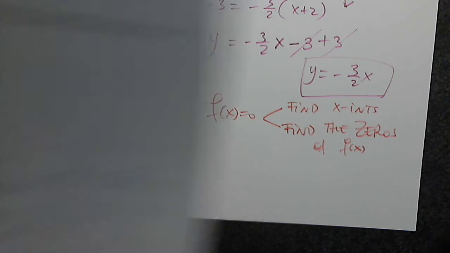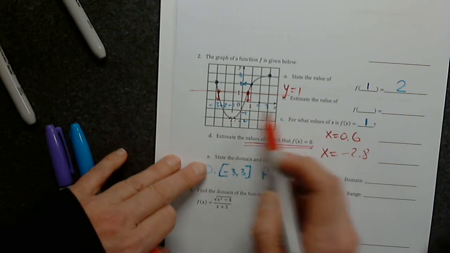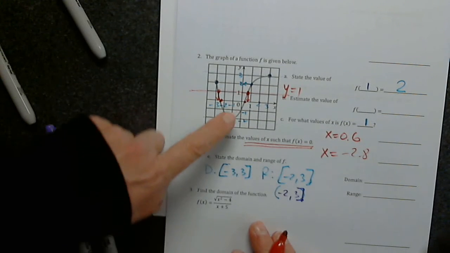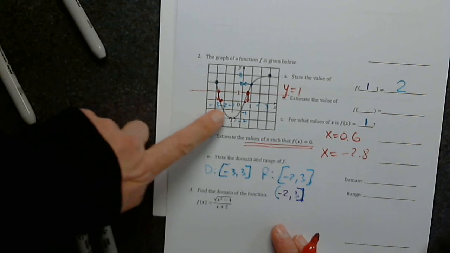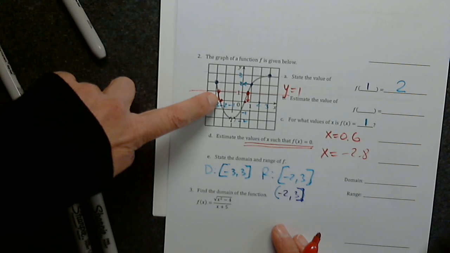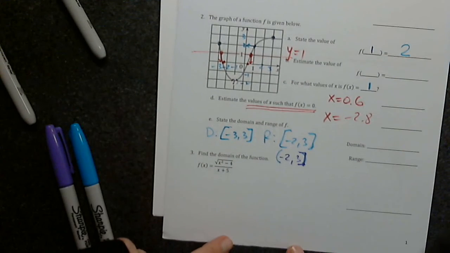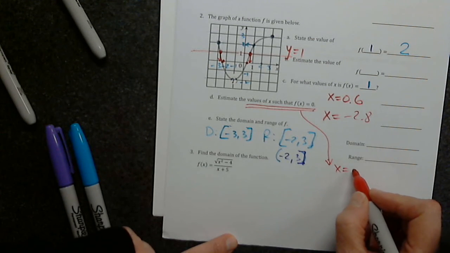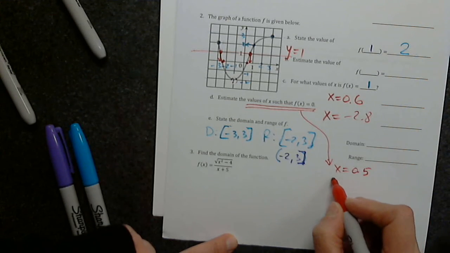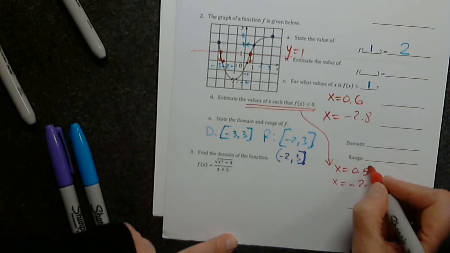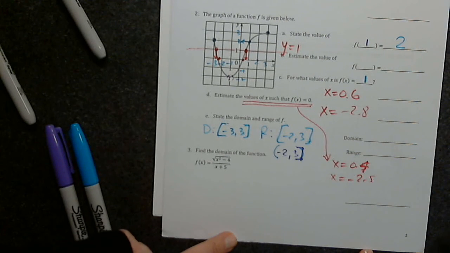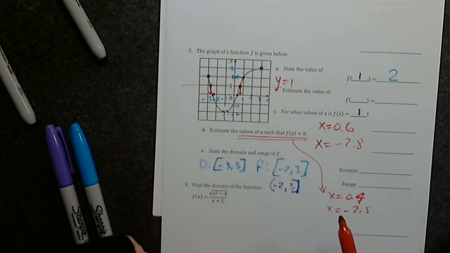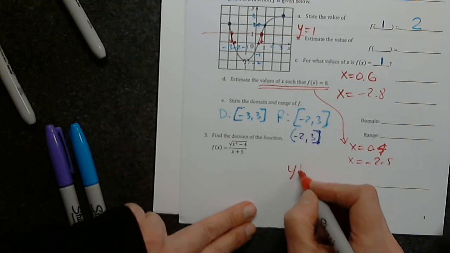Okay, so we see that the function crosses the x-axis here and crosses here. So you will say maybe roughly 0.4, yes, and maybe roughly negative 2.5. So the x-intercepts, I will say x equals 0.5 and negative 2.5, or 0.4 and negative 2.5. Any questions on this? What about the y-intercept?